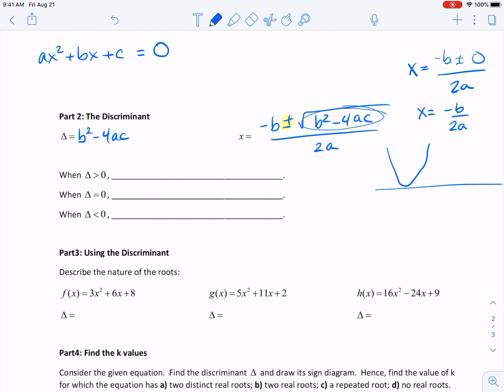It's either going to bounce and have one value on the x-axis and everything else is positive, or it could do something, man, these are terrible parabolas. Pretend I can draw it correctly. Or it's going to do something like this.